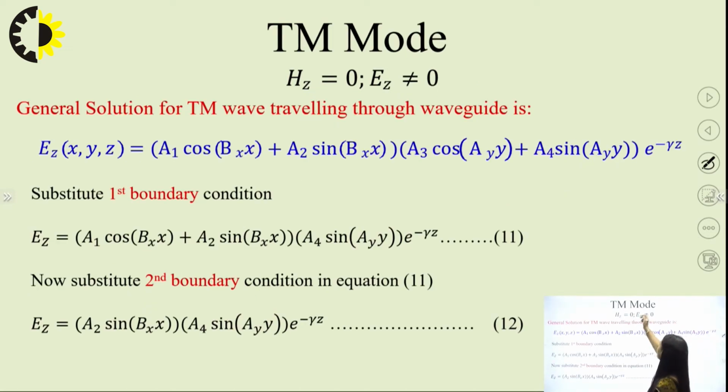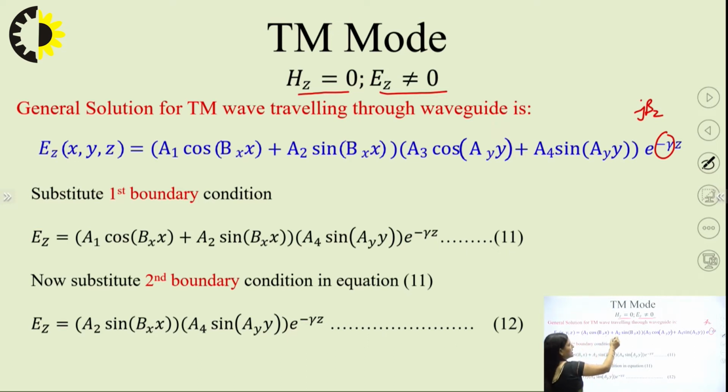So the condition is the same for TM mode: Hz is 0 but Ez is not equal to 0. This is the general solution for a TM wave traveling through the waveguide. This solution we found from the solution of the wave equation in the previous slides. But the change is that in place of minus j beta z, I have written minus gamma z, because here we are using gamma as the propagation constant and z is used because the wave is propagating in the z direction itself. So the solution is Ez equals (a1 cos bx x plus a2 sin bx x) into (a3 cos ay y plus a4 sin ay y) e to the power minus gamma z.